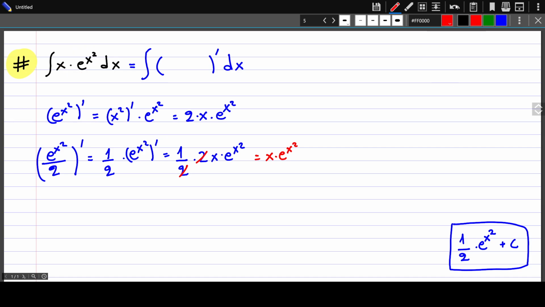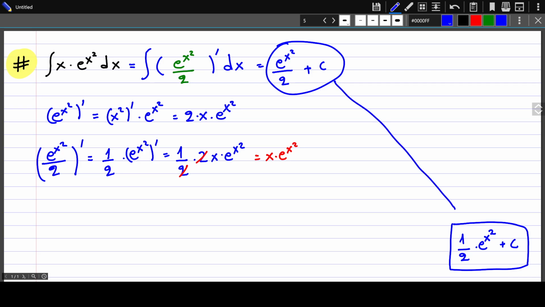So, in other words, what do I need to put inside here in the parentheses, in the derivative? This one. e to the x squared over 2. And now I can cancel out the integral and the derivative. I can cancel them out. And what's left is e to the x squared divided by 2. Do not forget the plus c. And as you can see, this is the same thing as this one.